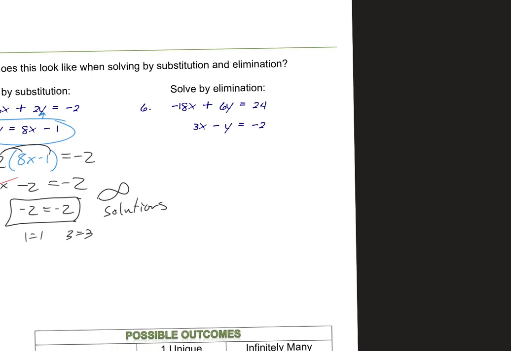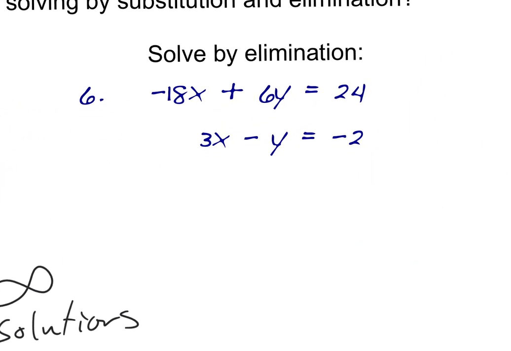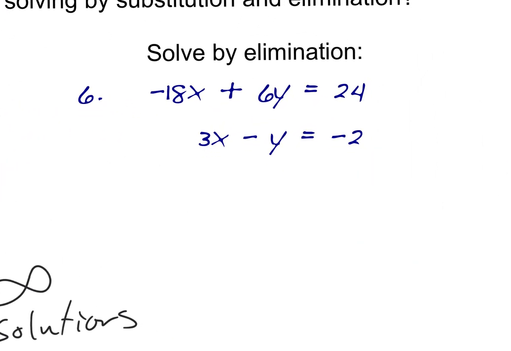All right, but let's take a look at number 6 and see another situation. This one says solve by elimination. Well, we're not really ready to eliminate anything yet because we need some variables to cancel out to solve by elimination. But I can see that if I multiply this by 6, 3 times 6, I'd get +18, and that would cancel that out. So I'm going to go ahead and multiply everything by 6, and I'm going to just write it right here. So 6 times 3 is 18x, 6 times -y is -6y, and 6 times -2 is -12.